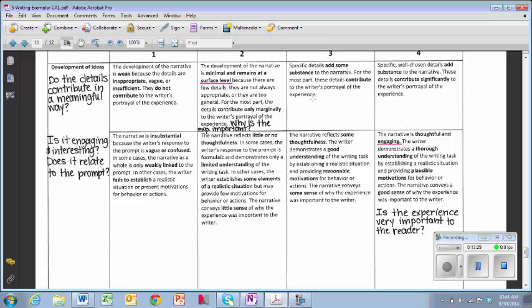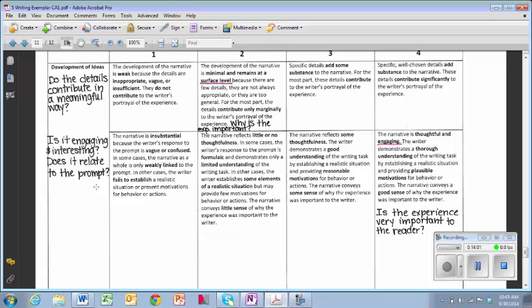A level 3 would be that it adds some substance, and then a level 4 would be that the details really contribute very significantly. And every detail matters. So to get a level 4, there's not one stray sentence that gives a detail that isn't aligned to that narrative's prompt. The next line, just very basic, does it address the prompt, and is it interesting?